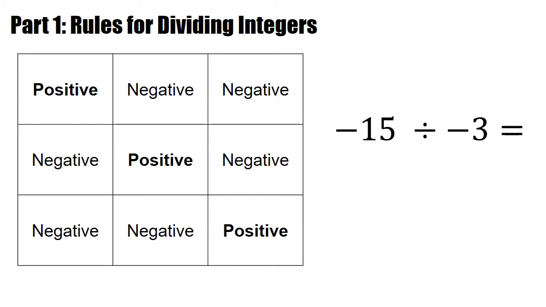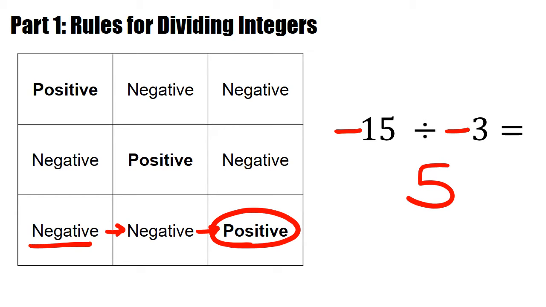And then you have a negative divided by a negative. A negative divided by a negative is going to give me a positive number this time. So negative 15 divided by negative 3 is going to give me positive 5.